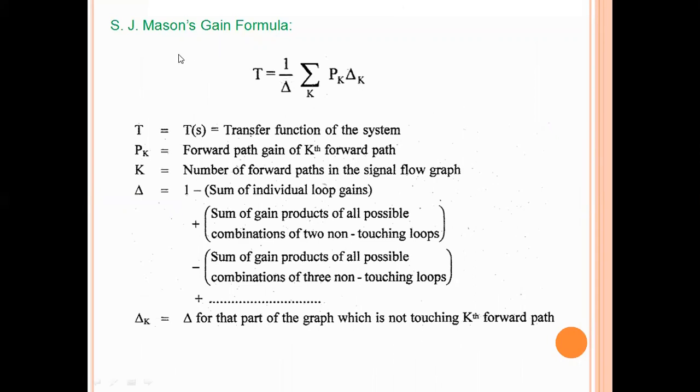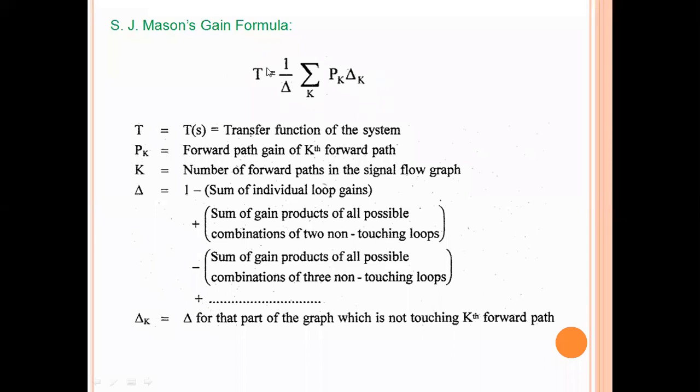Now we will see Mason's gain formula. So using Mason's gain formula, how we can determine the transfer function or overall gain of a particular signal flow graph, or SFG. Now you can see here, T is nothing but the transfer function of the system. This entire equation will be in the S domain.